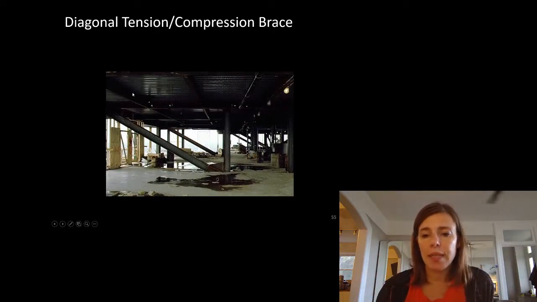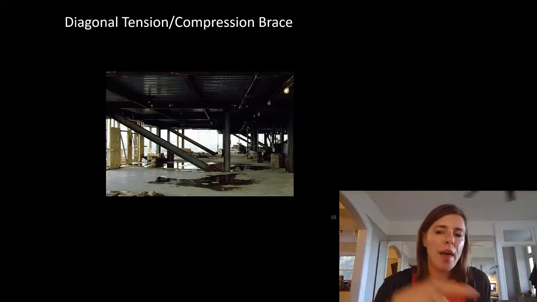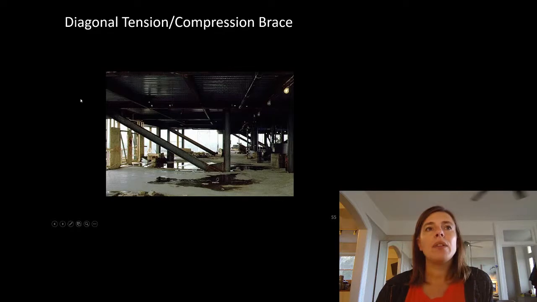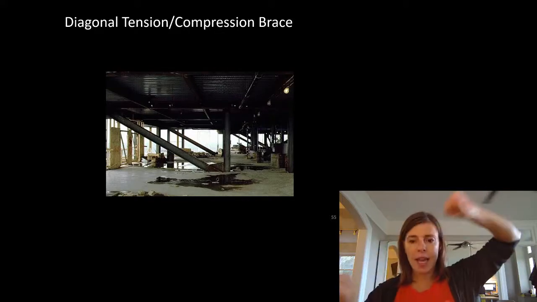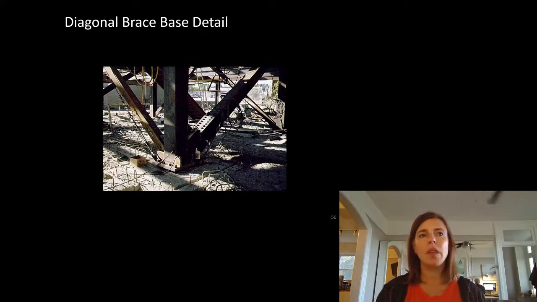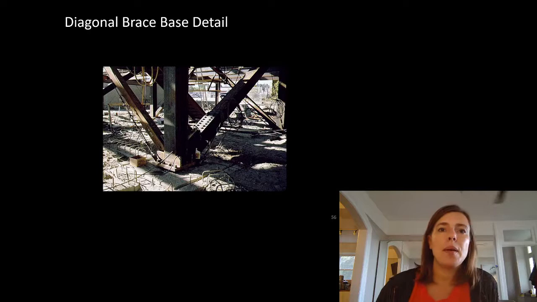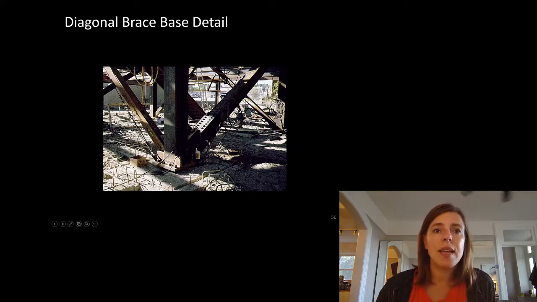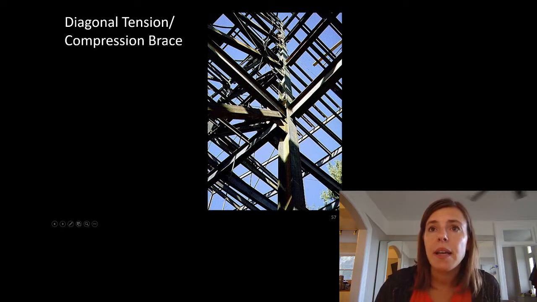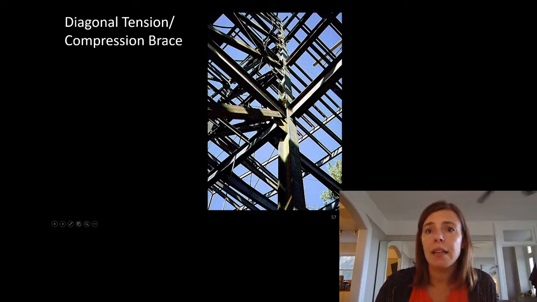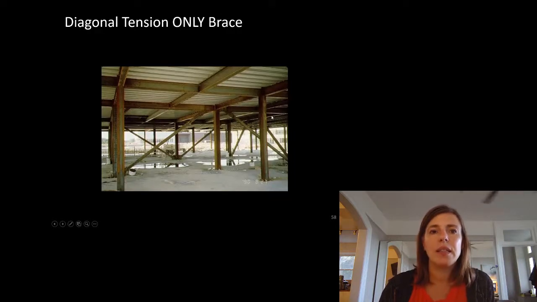Some of these images we're going to see again in the lateral load resisting system, so we'll go through that one very fast. Diagonal tension compression brace, meaning it will take compression and it will take tension. Diagonal brace base detail. You can see it starts to get pretty messy down there at the base. Diagonal tension compression brace with a top detail. Again, starting to get pretty messy.